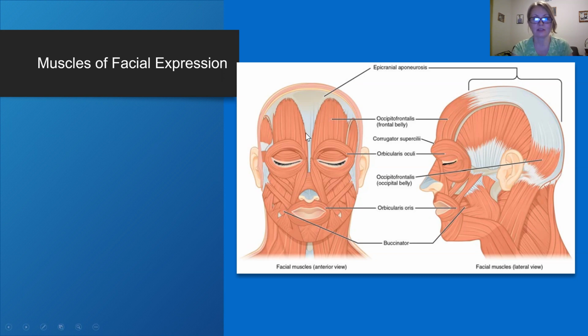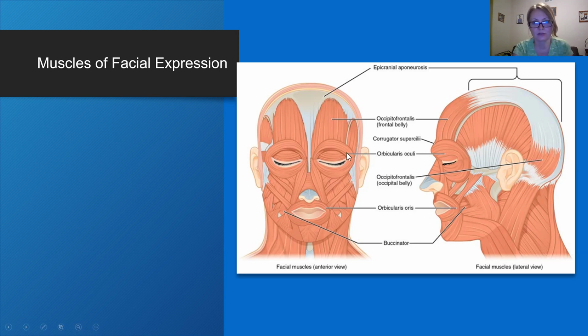On this diagram, you can see several of them, like frontalis. The name of this muscle is occipitofrontalis, because you can see it has a frontal belly and a posterior occipital belly, and they're connected by the epicranial aponeurosis, which is connective tissue. So it's really considered to be one muscle, right? But we just call it the frontalis muscle and the occipitalis muscle, so whatever works for you.